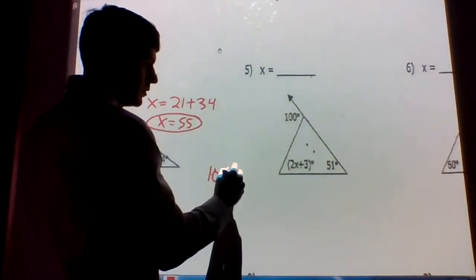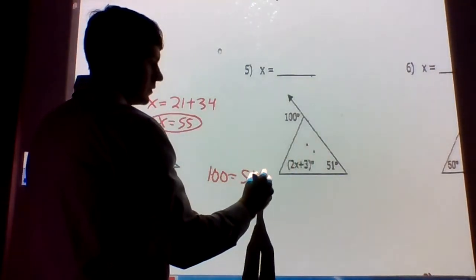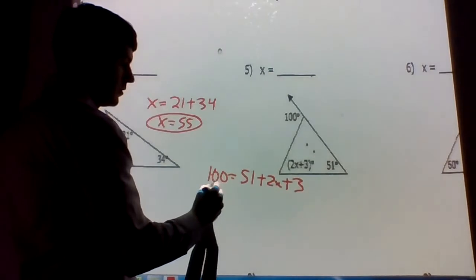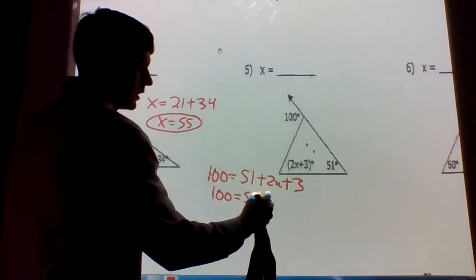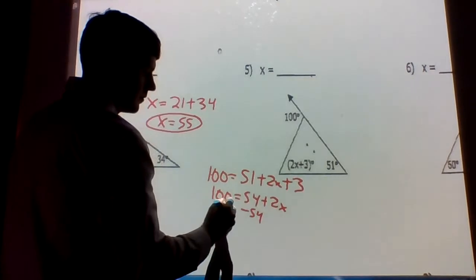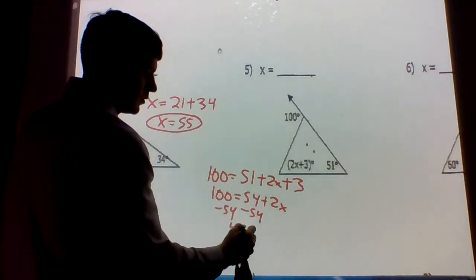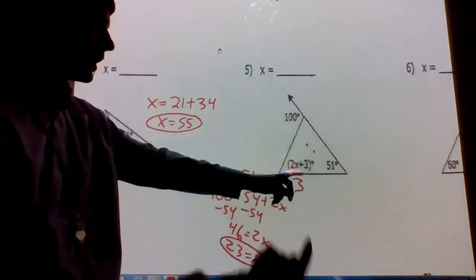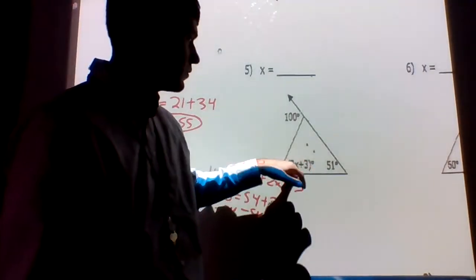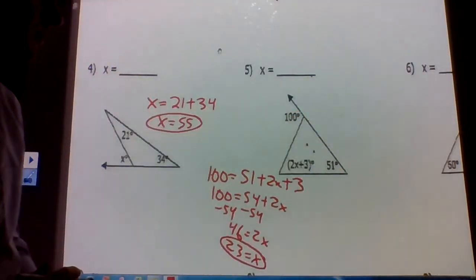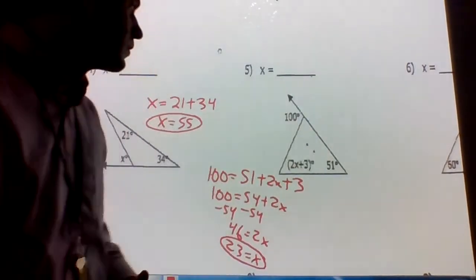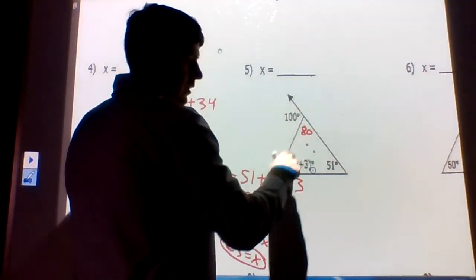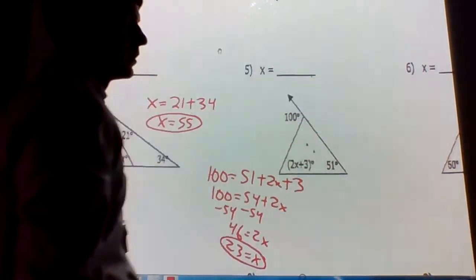So we're going to say 100 equals the two opposite interior angles added together, 51 plus 2x plus 3. So that's going to be 54 plus 2x. We subtract 54, so that's going to be 46 equals 2x. So that means 23 is going to be x. We can plug it in to check. That's 46, 49. 49 plus 51 is going to be 100. Okay, and then this one would be 80. So we could have also done 180 minus 100 is 80, and then done these three add up to 180. That was your triangle sum theorem.